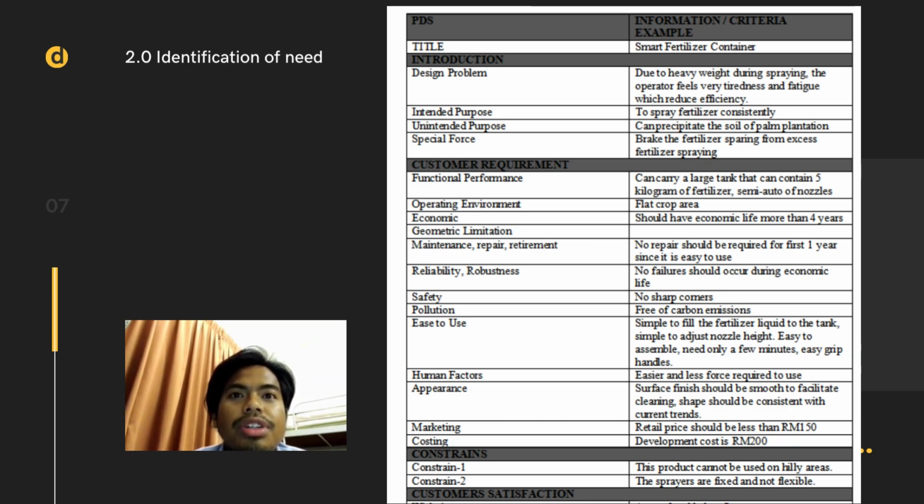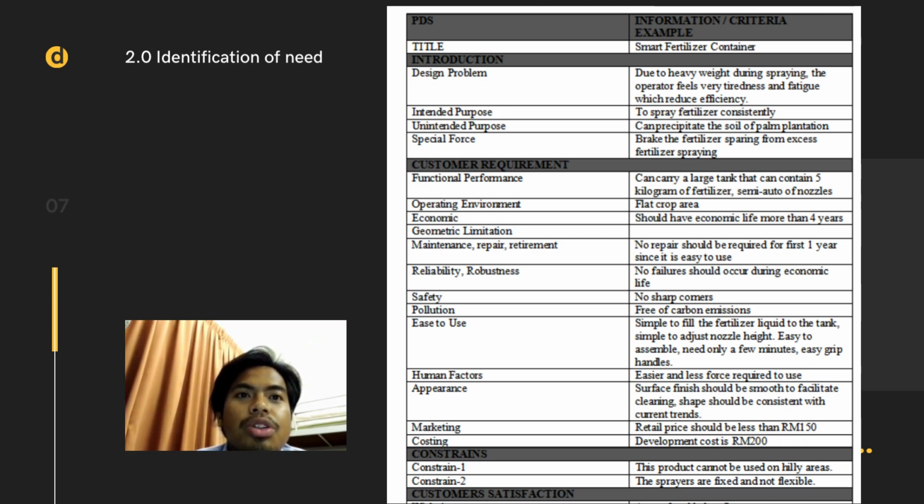Customer requirement, functional performance: can carry a large tank that contains 5 kg of fertilizer, semi-auto nozzle. Operating environment: flat crop area. Economic life should be more than 4 years. Maintenance, repair and retirement: no repair should be required for the first year, since it is very easy to use. Reliability: no failure should occur during economic life. Safety: no sharp corner. Pollution: free of carbon emission.